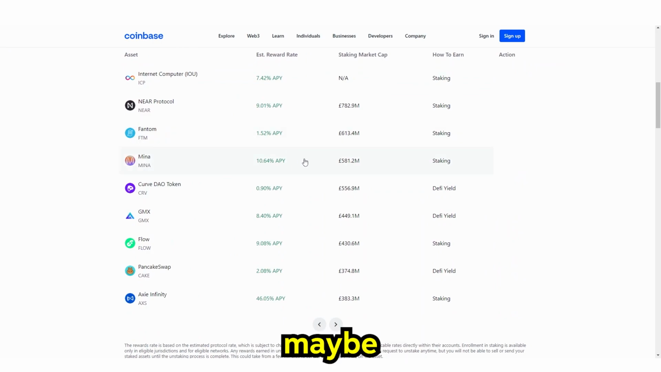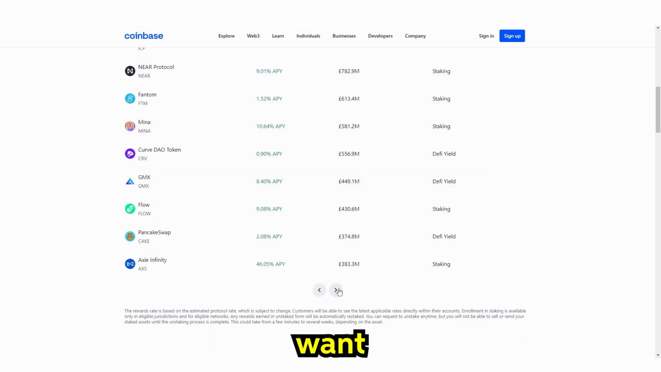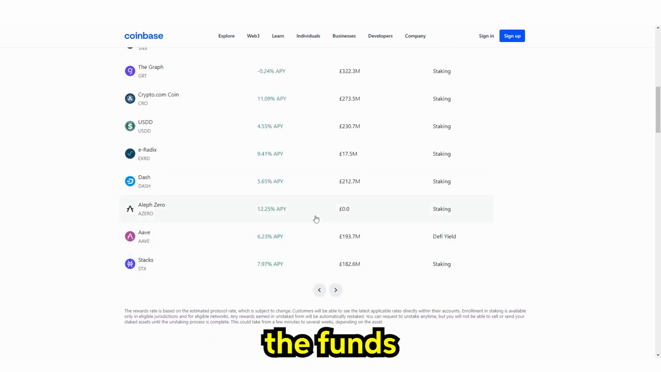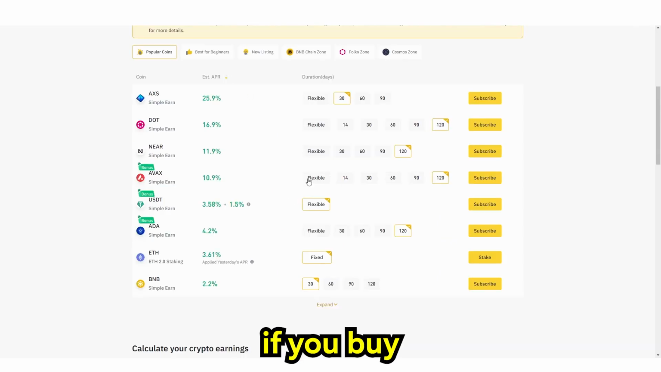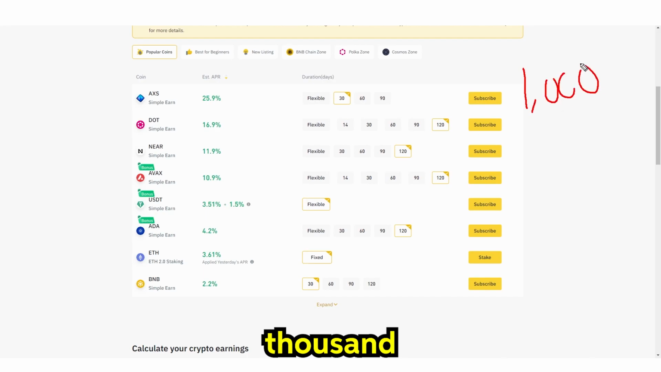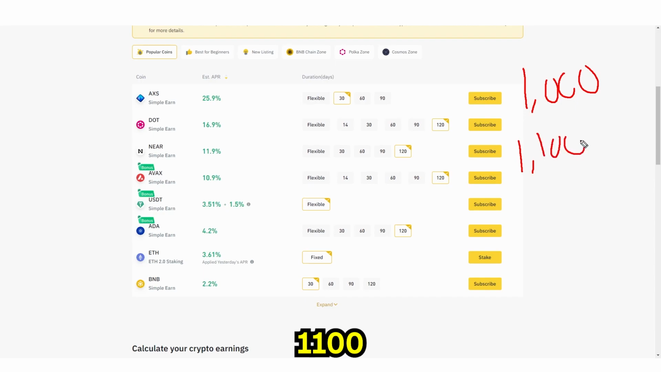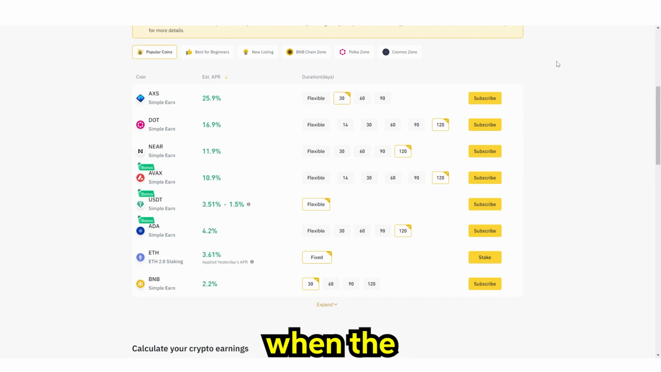So I would say that maybe also what you want to do is pick a coin that you think is going to double in the future, because you don't want a coin that's going to be useless when the funds are released back to you. So for example, if you buy $1,000 worth of a token, what they release back to you are the tokens. So if you have, let's just say, 1,000 AVAX coins, they'll return to you 1,100 AVAX coins.